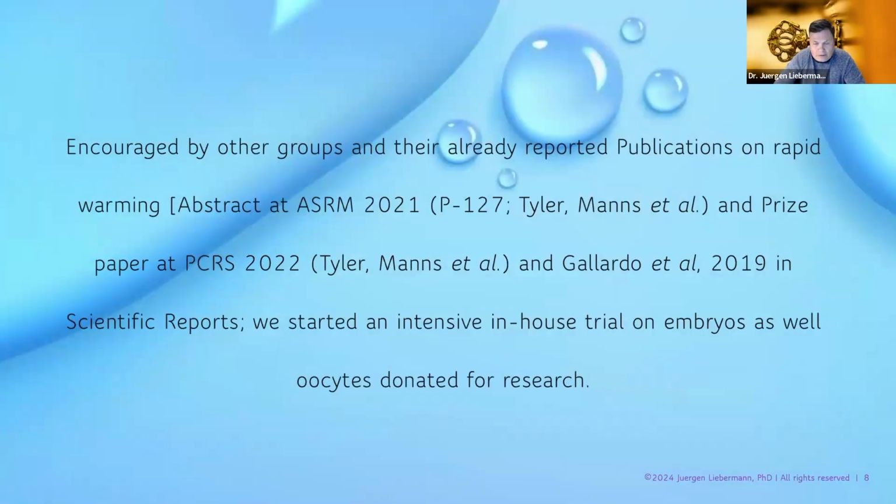And we always look out for new publications. So I relied here on 2 where I was building up my research. It was a group in 2021 and 2022 that achieved a prize paper at ASRM and PCRS. And finally, a paper about oocyte vitrification by Gallardo in 2019. So these were my two basic references. I started to do research. And so we started with blastocysts first, and we did an intensive in-house trial on embryos, and finally on oocytes.